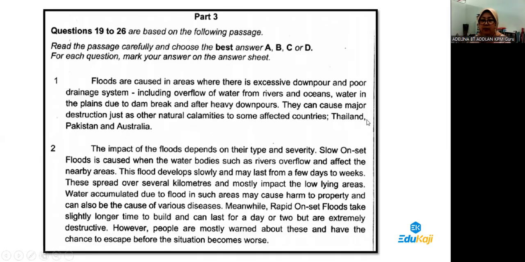In the previous KBSM, the number of words, the number of lines is stated on the right hand side. But now, since the new KSSM, no more numbering is put here. So you have to be careful, because in any comprehension question, there will be one question that requires students to look for words in lines. Let me show you later afterward, yeah?